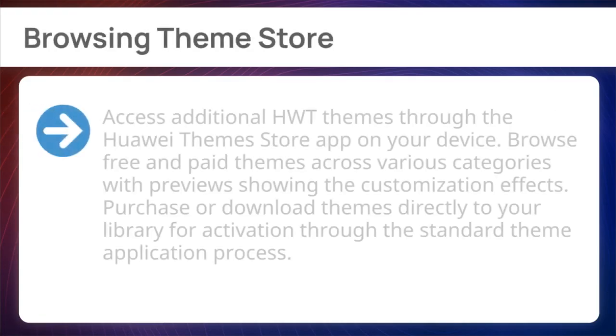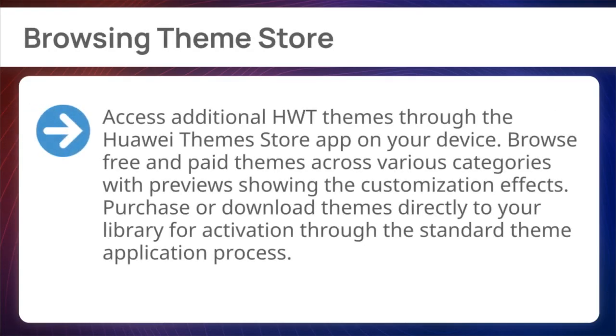Next, browsing Theme Store. Access additional HWT themes through the Huawei Theme Store app on your device. Browse free and paid themes across various categories with previews showing the customization effects. Purchase or download themes directly to your library for activation through the standard theme application process.